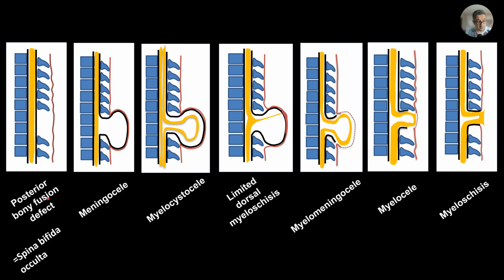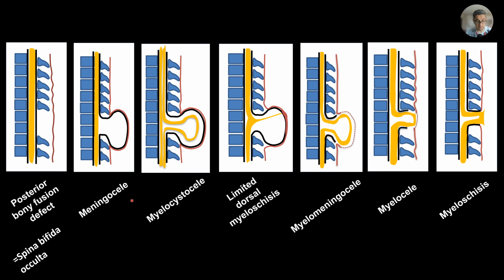In the posterior bone fusion defect, there is absence of posterior elements of the vertebra, also called spina bifida occulta, and this is a common anomaly associated with spinal dysraphism. Through this bony defect, when there is outpouching of the dural sac, as shown in black, and the red is the skin, the dural sac is herniated without any neural elements, but just with CSF.